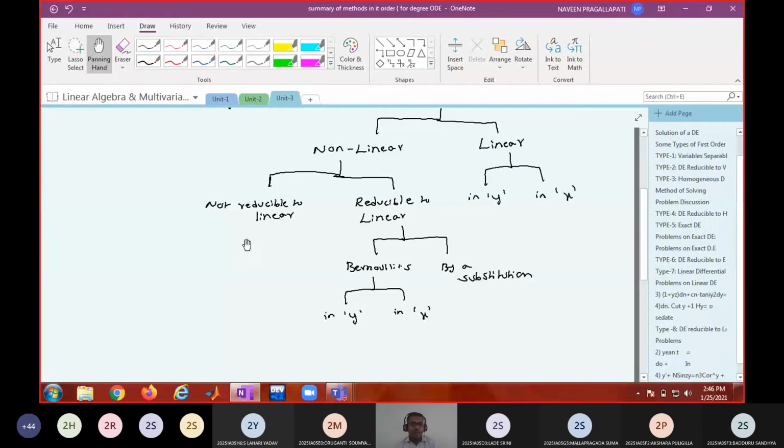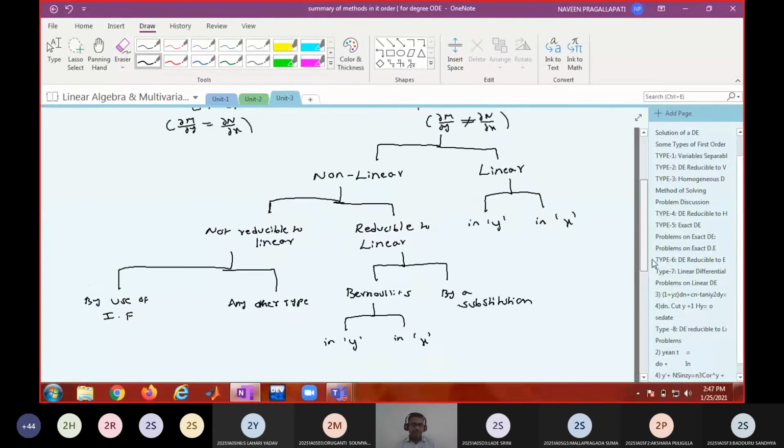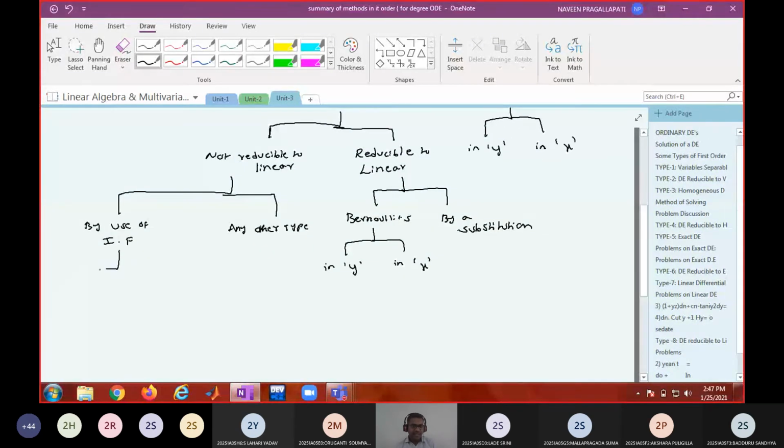If it is not reducible to linear, it can be any other type, means by integrating factor method. Okay, by use of integrating factor. Okay, any other type. Use of integrating factor, how many did I discuss?